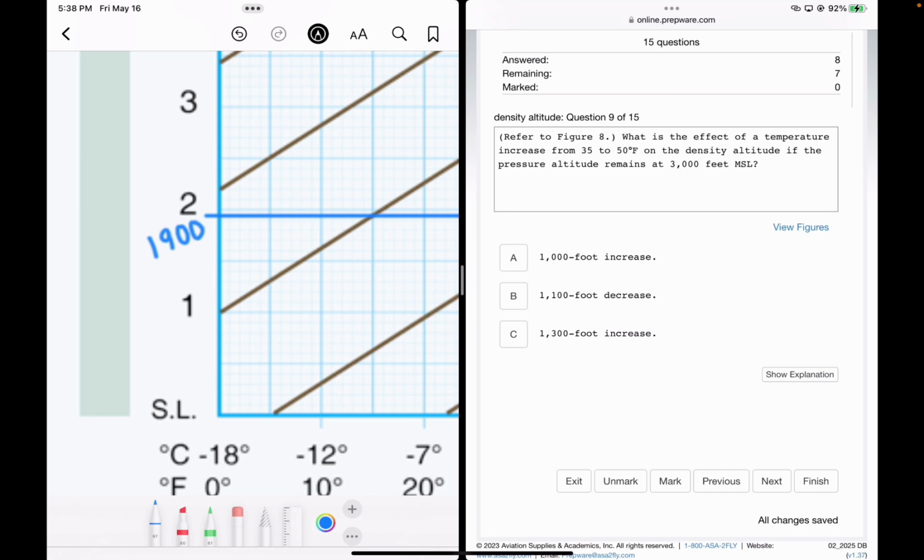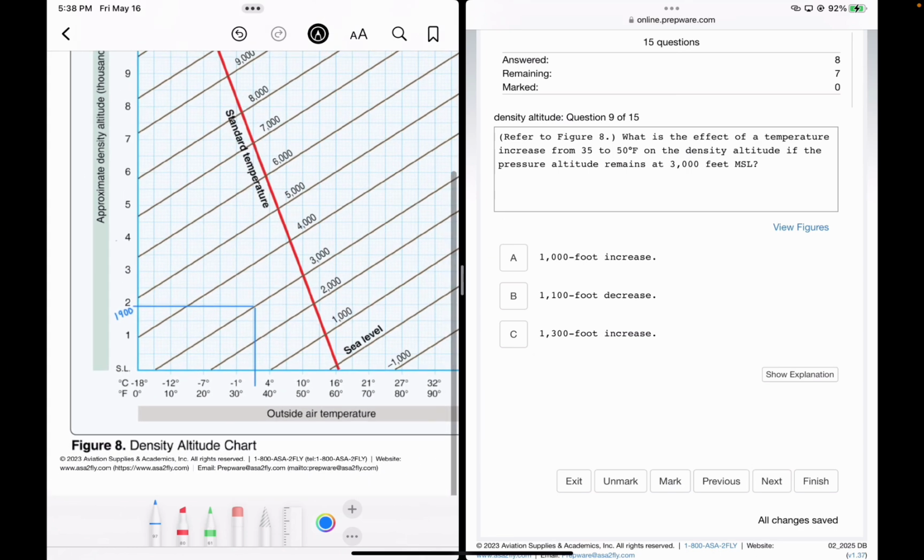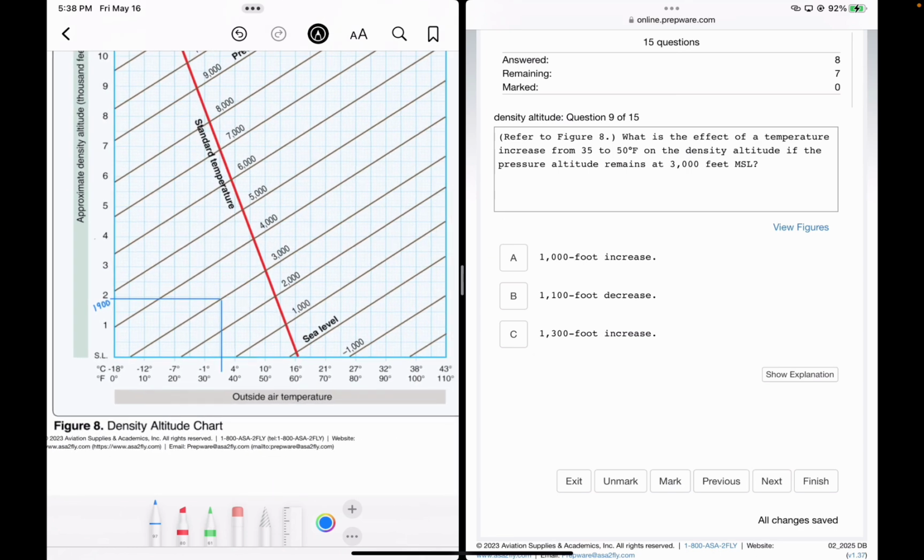1,900. Okay. Let's try that again. Okay, so that's our first one, and then it says the temperature changes to 50. So take my ruler and put it on 50. Now draw your line up to 3,000.